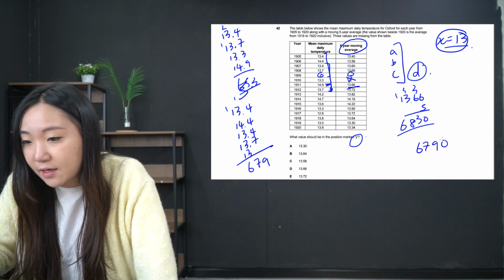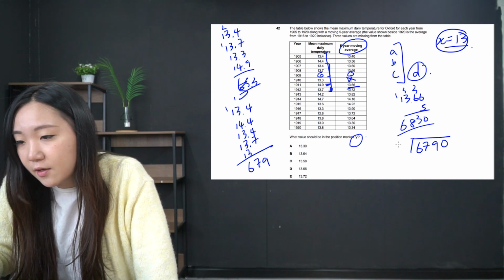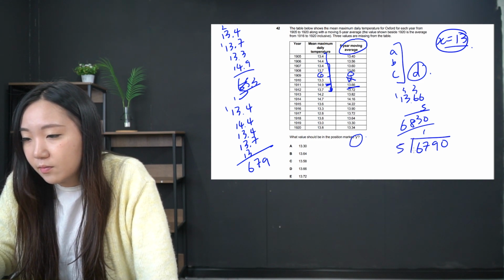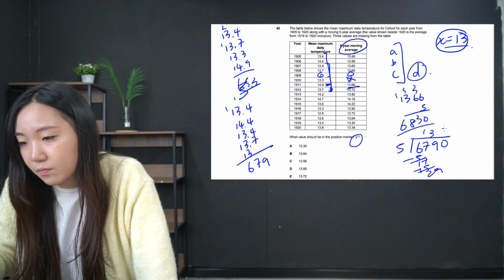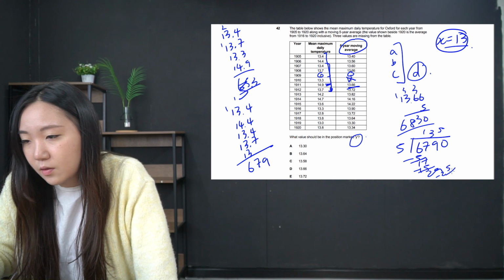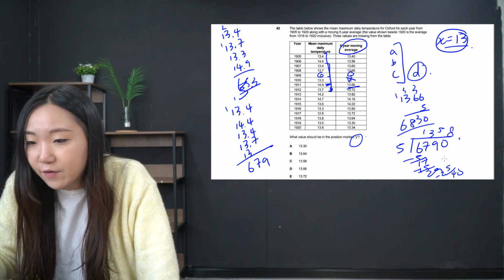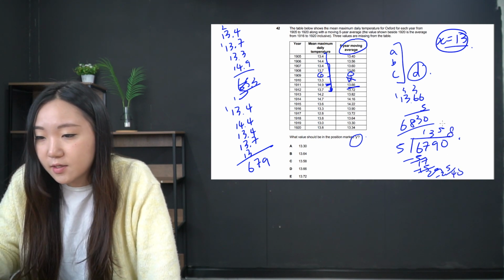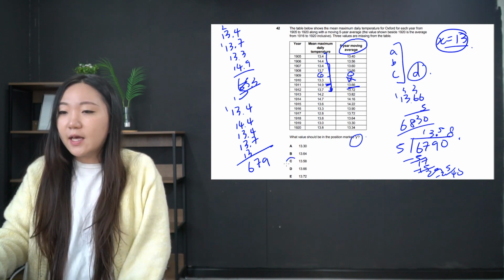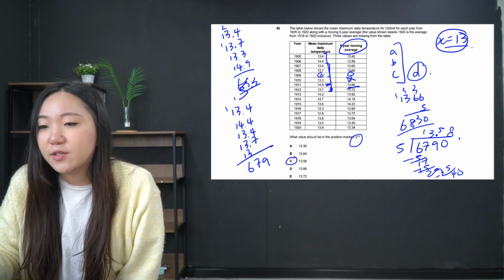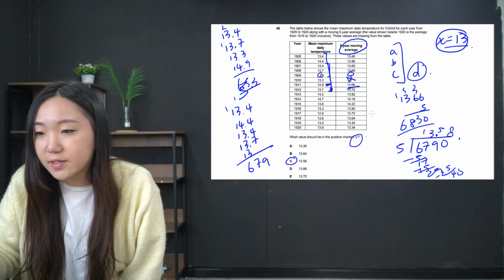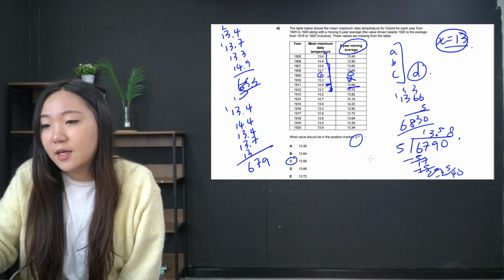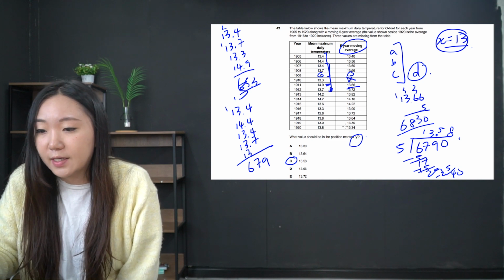67.90, just to make the calculation a bit easier. Divided by 5, 13.58 is our answer, so it's going to be C. So yeah, I don't know that there is a shorter way to do this. If you know what a moving average is though, then it's not anything too complicated, it's just making sure it's adding everything up correctly.